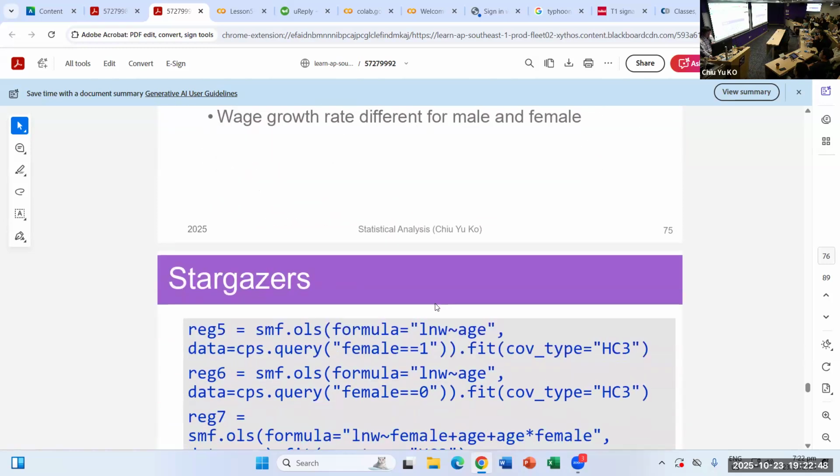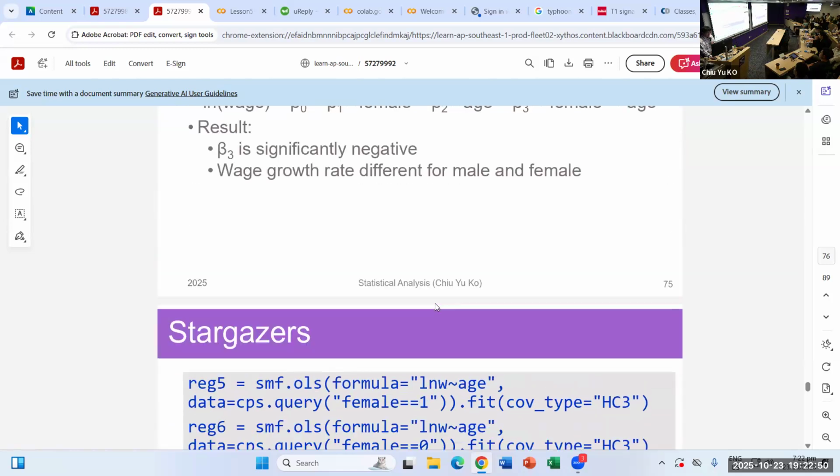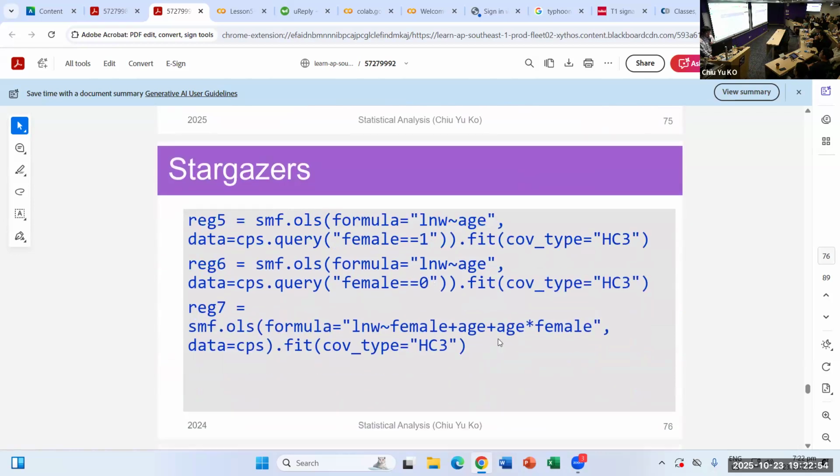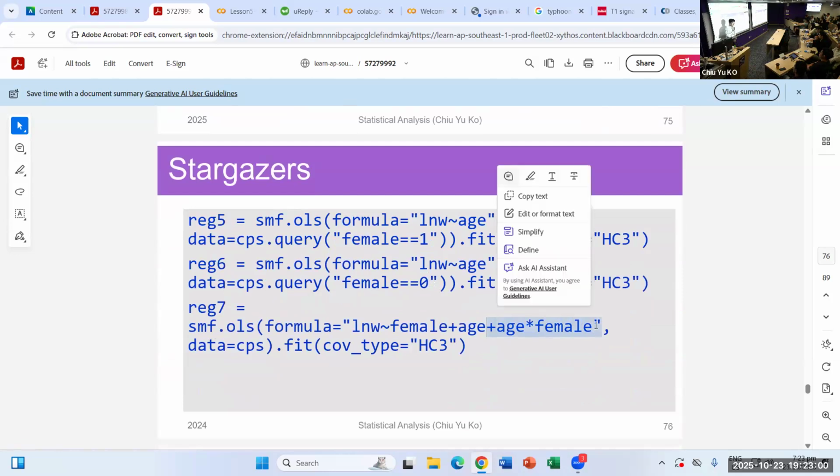Let's see. Okay. So what you do is you run the regression, okay? And to run the interaction is very simple. You don't need to create a new variable. You just use multiply, okay? Then you're done, okay? Because the code is the same, okay?